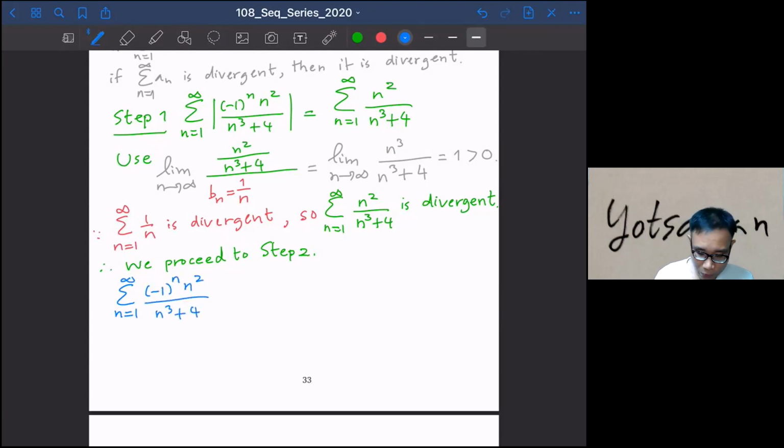Okay, and you see that this one is a good candidate for using the alternating series test, AST. So number 1, you just check the limit as n goes to infinity of n squared over n cubed plus 4. And we learned that this guy turned out to be equal to 0.